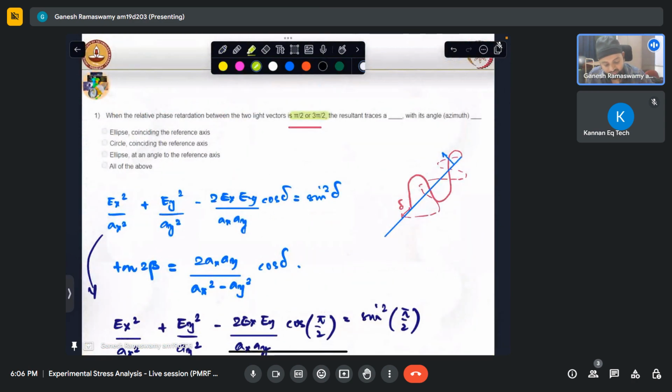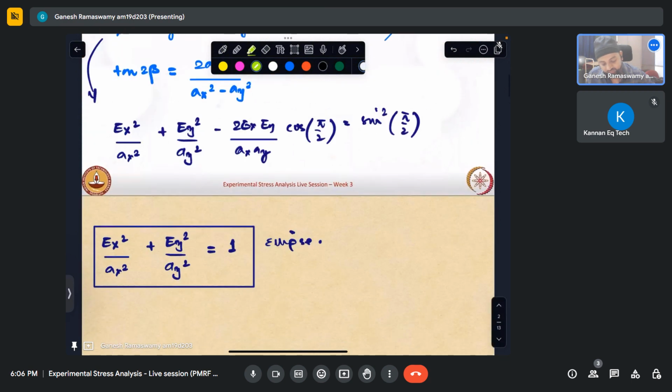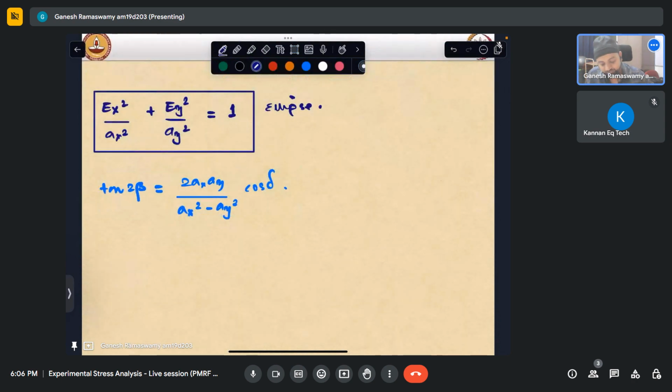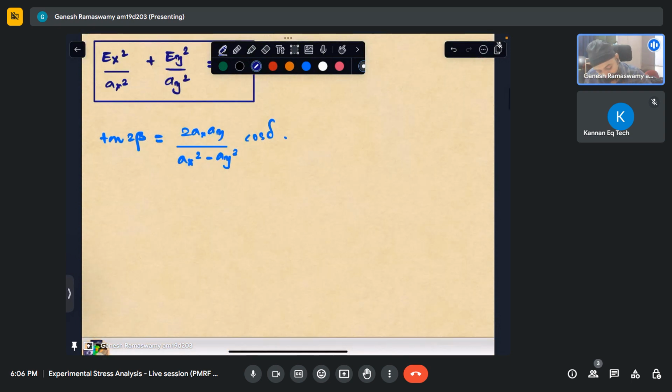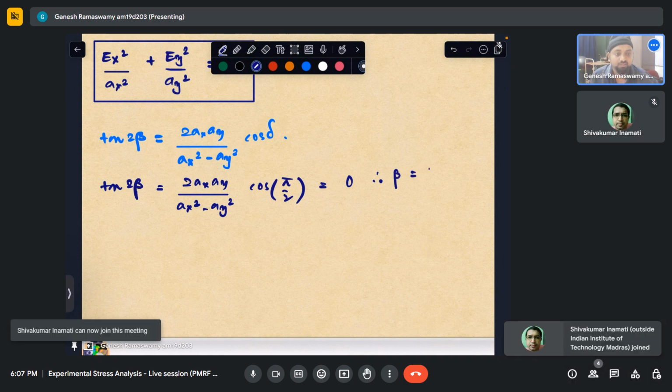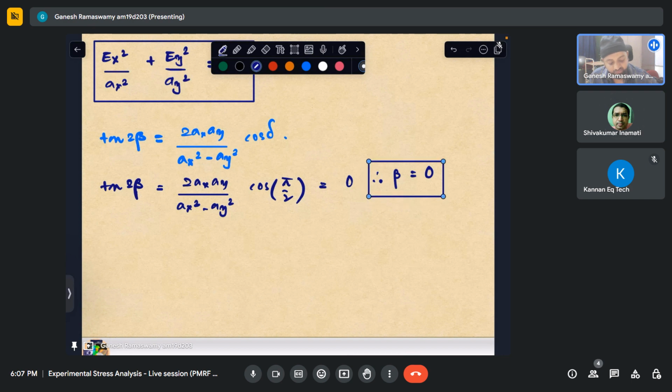The orientation is given by the angle with respect to the x-axis, which can be computed using our azimuth expression. Let me substitute: tan 2 beta, where beta is the angle that the major axis of the ellipse makes with the x-axis, which is our reference. This happens to be 2 Ax Ay upon Ax squared minus Ay squared cos pi by 2. So what does this come out to be? 0. So if tan 2 beta is 0, therefore beta is 0. What does this tell us? That the ellipse actually has its major axis oriented along our x-axis.